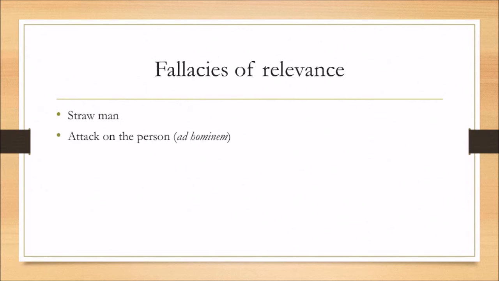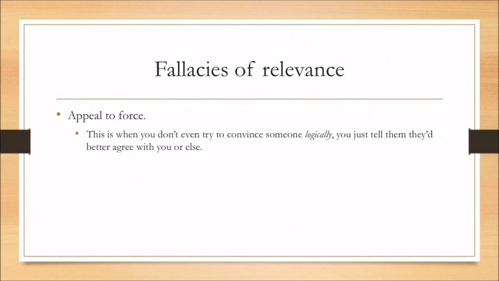We talked about straw man, the straw man fallacy. That's very important, but we've already talked a lot about it, and I won't say anything more about it here. We talked about ad hominem, or attack on the person. Also very important, but I won't say anything more about it here. Finally, there's an appeal to force. That's when you don't even try to convince someone logically. You just tell them they'd better agree with you or else. And that's not even really an argument. It's barely worth calling a fallacy, but it's clearly not a good reason to believe something.